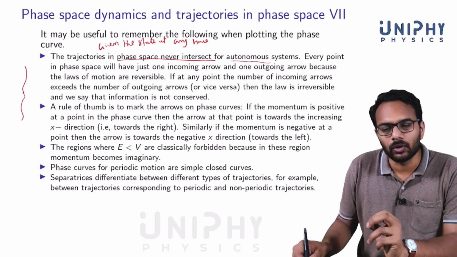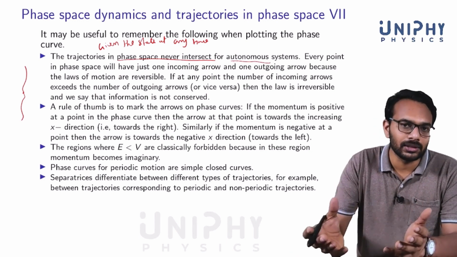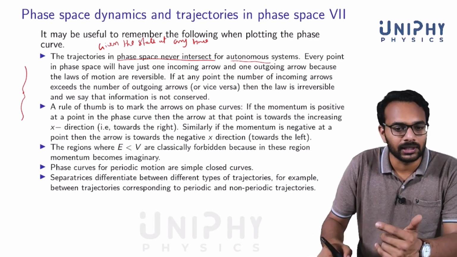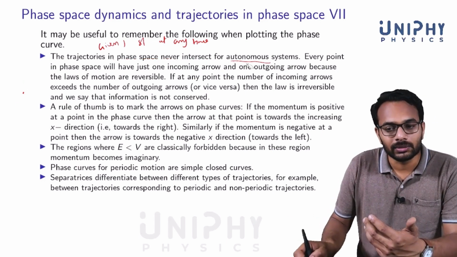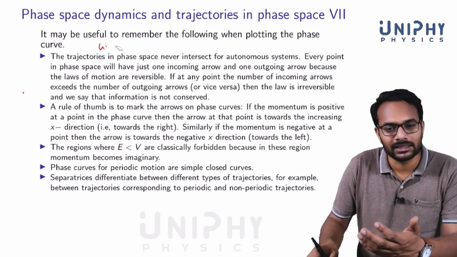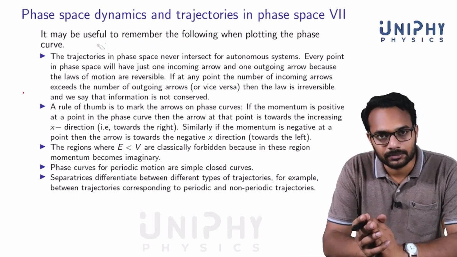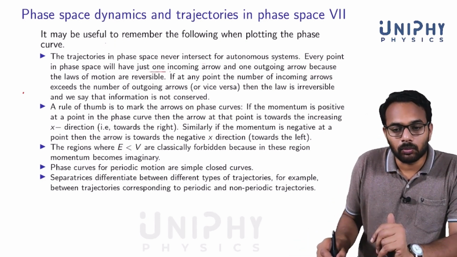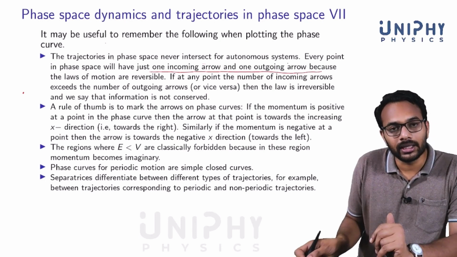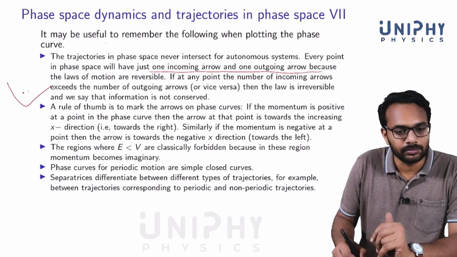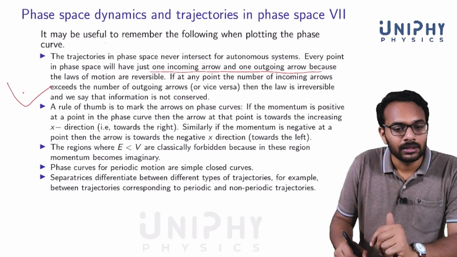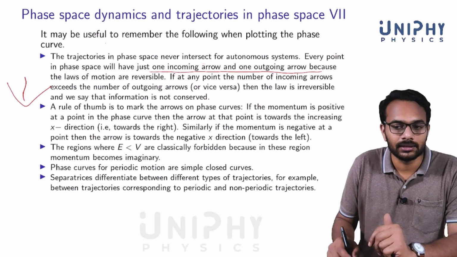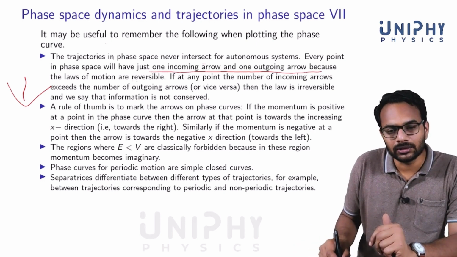This is only true for an autonomous system, because if you change the Hamiltonian in between, then of course the evolution will also change. But that's not the case we are talking about. We are talking only about autonomous systems, meaning the Hamiltonian is fixed. The functional dependence of the Hamiltonian is fixed. Every point in phase space will have just one incoming arrow and one outgoing arrow. You take a point in phase space, whatever dimension it is, and there will be exactly one incoming line and one outgoing line, because of the laws of motion. It's also known as reversibility.